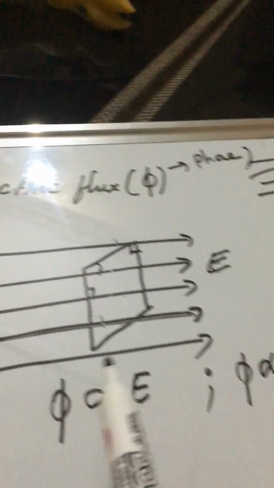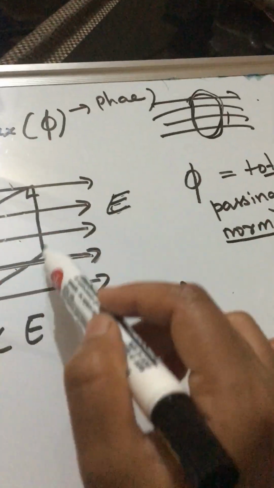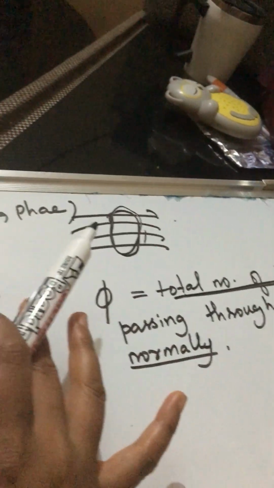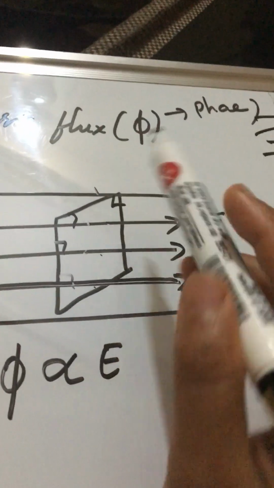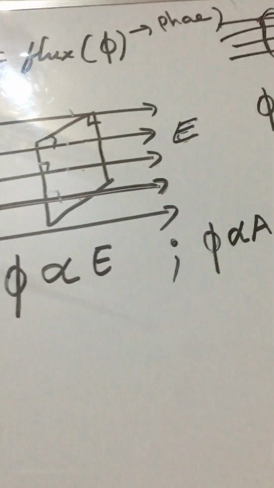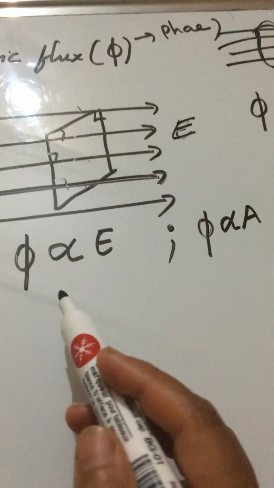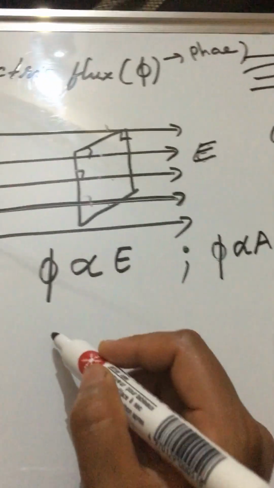Similarly, in this case, the flux is the total number of field lines. How many field lines will pass? The stronger the field, the bigger the area, right or not? Right? So, if we combine these two, what will it be?